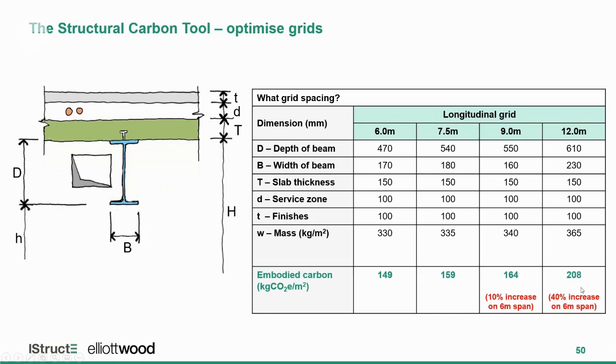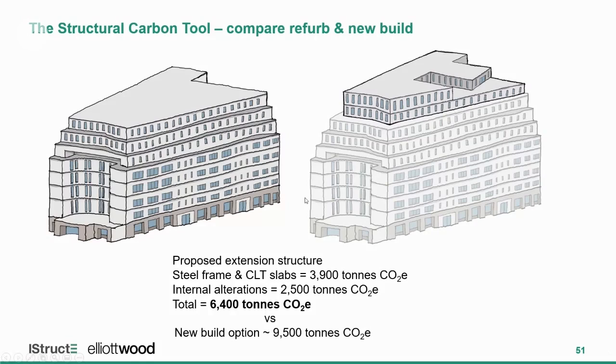We've used the tool to quantify the carbon involved in constructing an extension on an existing building and associated internal modifications. So the tool is equally applicable to refurbs as it is to new builds. Sometimes we've used it to compare a new build option versus an extension of an existing building, like this example here. So for the extension on the roof and the internal alterations, we've got about 6,500 tons of carbon versus a new build option of maybe 9,500 tons. So you could even use the tool to estimate the embodied carbon within an existing structure, although there's not normally a need to do this.